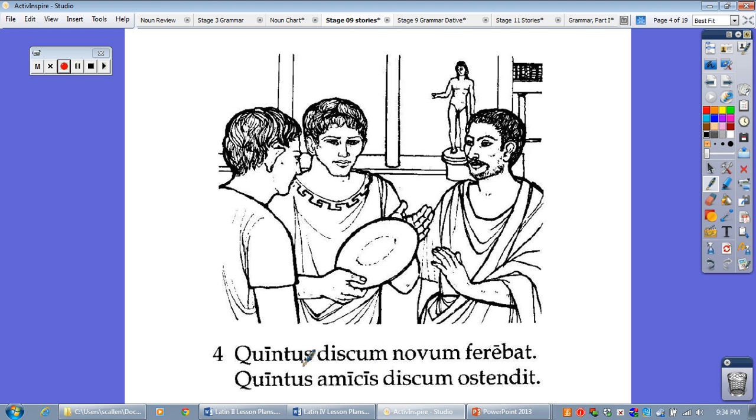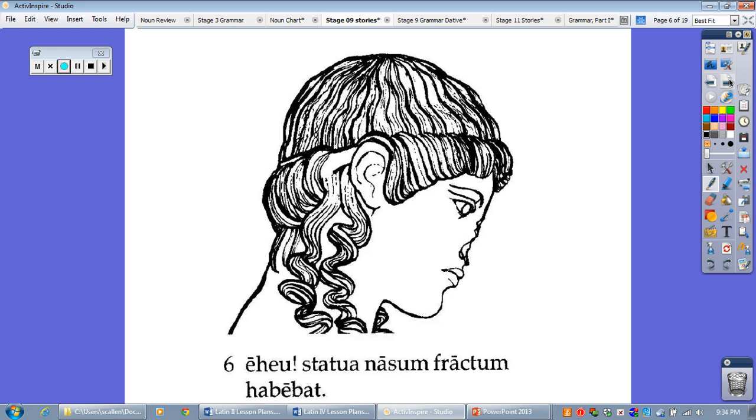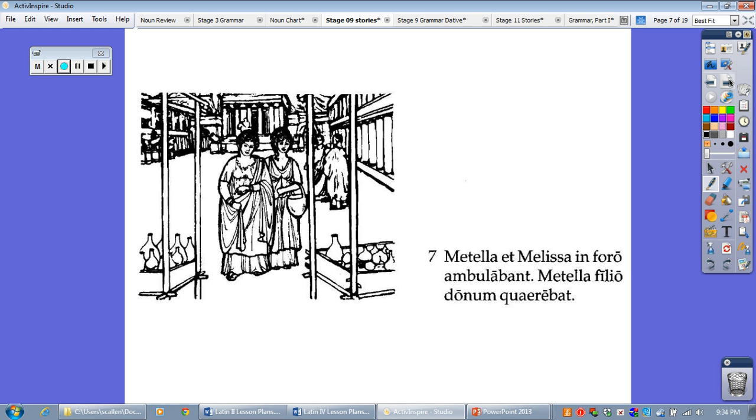How about this? Quintus shows his friends the discus. Or you could say Quintus shows the discus to his friends. Hold that in your heads as we move on. Then, of course, he hurls the discus at a statue, which is beyond me, and it cuts off the nose, right? Okay.